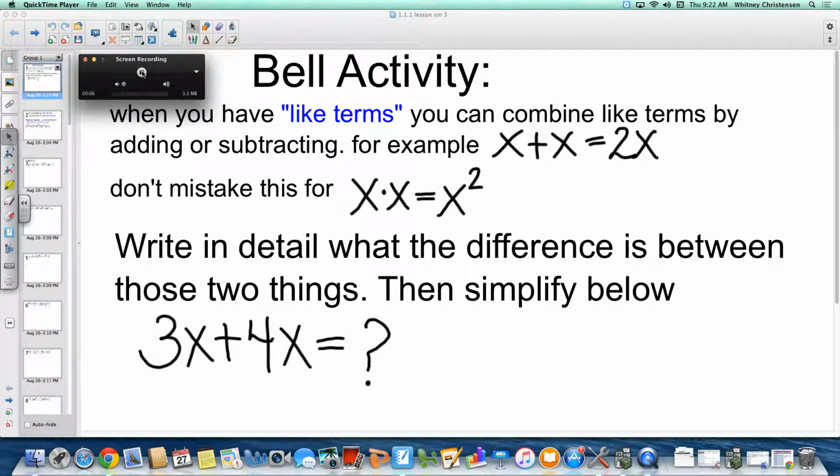So when you have like terms, you can combine like terms by adding or subtracting them. This is something you should be really good at. You should have learned this, became experts at this in secondary 2. So I just showed you an example. x plus x is equal to 2x.